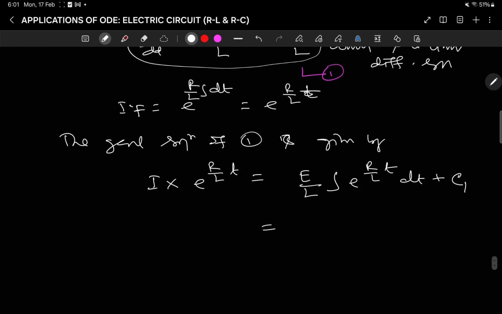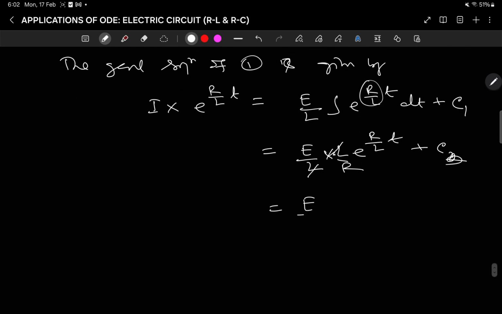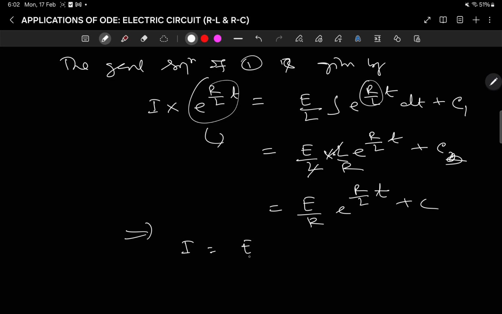So that is equal to E by L, and the integration of this is e to the power R by L t divided by R by L, plus some constant, I write it C. Now this L and L cancel, so this is equal to E by R e to the power R by L t. Bringing this to the right hand side, I is equal to E by R plus C e to the power minus R by L t. Now this is the solution.